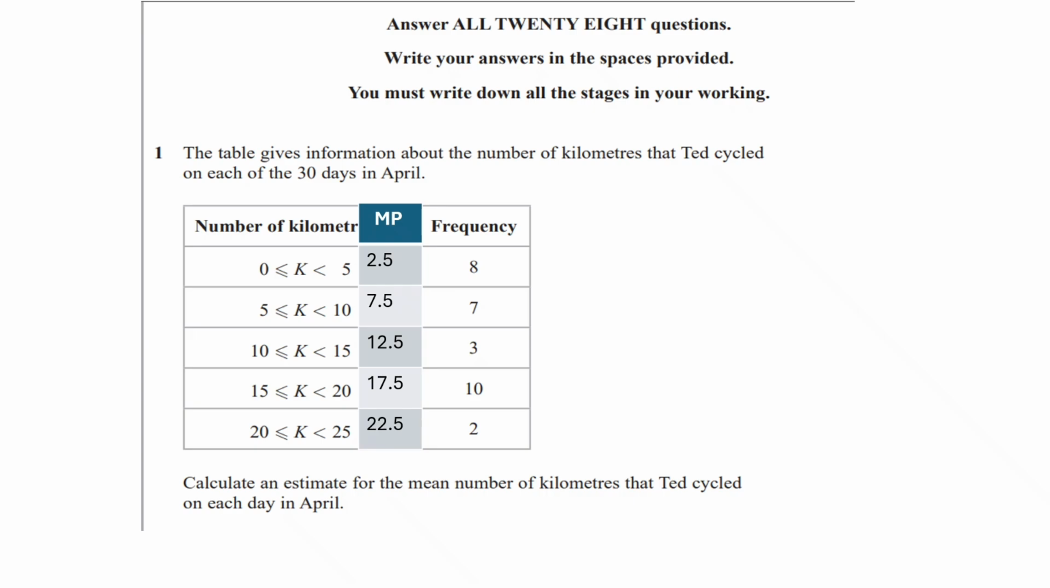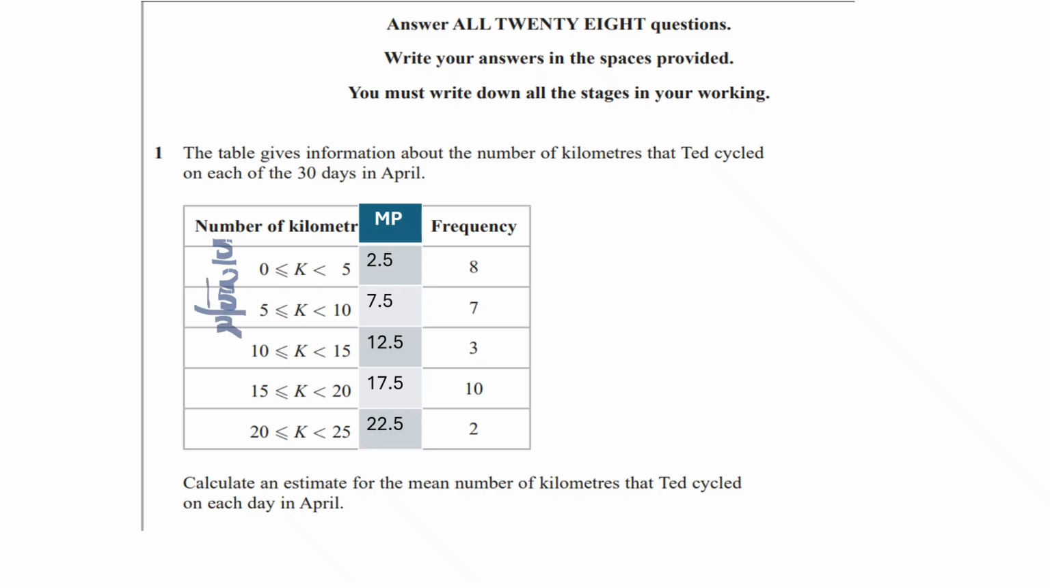The midpoints, you find it by adding 0 plus 5 is 5. 5 divided by 2 is 2.5. That's how I got this one. Similarly, 5 plus 10 is 15. 15 divided by 2 is 7.5, and so on.